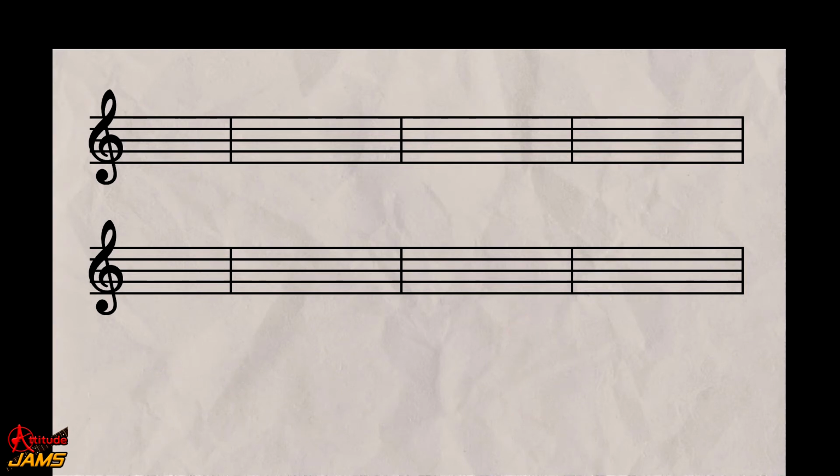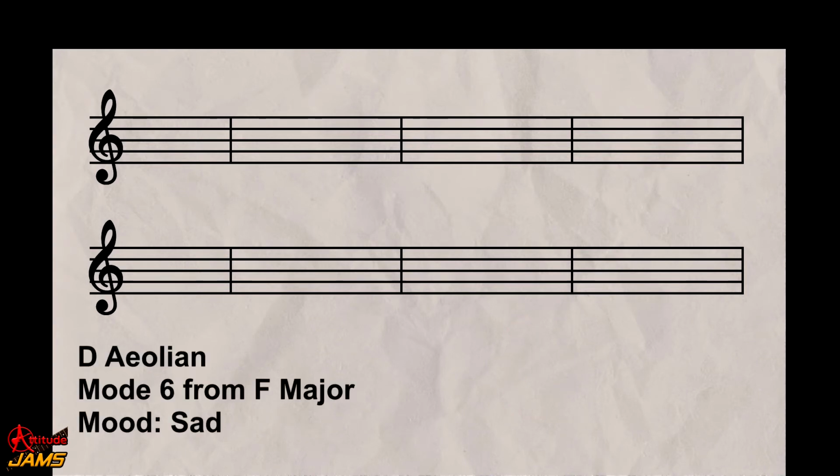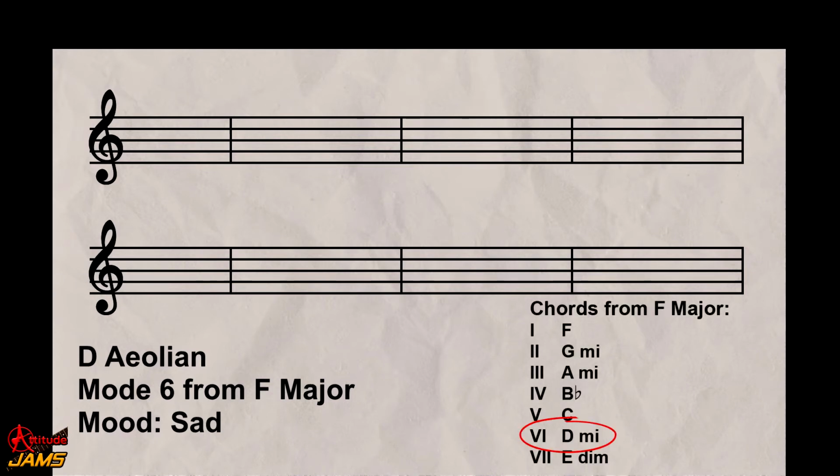Or let's say the goal is to write a chord progression in D Aeolian. D Aeolian is the sixth mode from the parent key of F. So start with the sixth chord, D minor, followed by some other chords from F, particularly the 1, 4, and 5 chords, F, B flat, and C, in any order that sounds good.